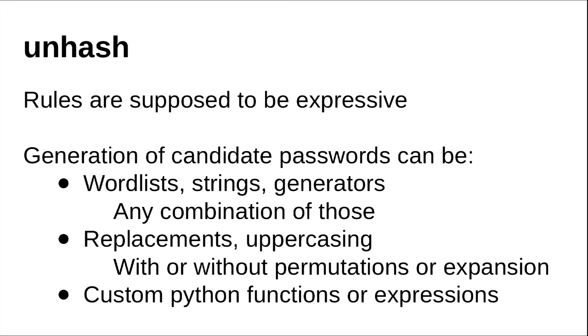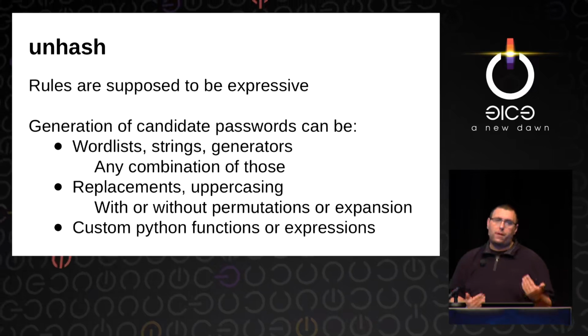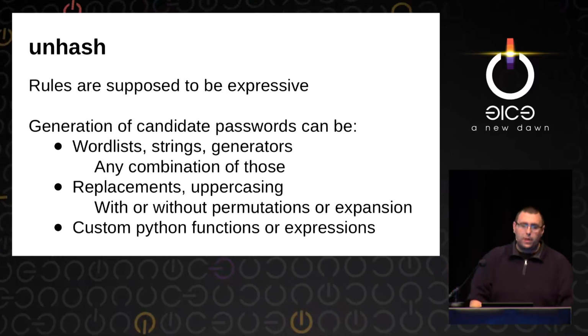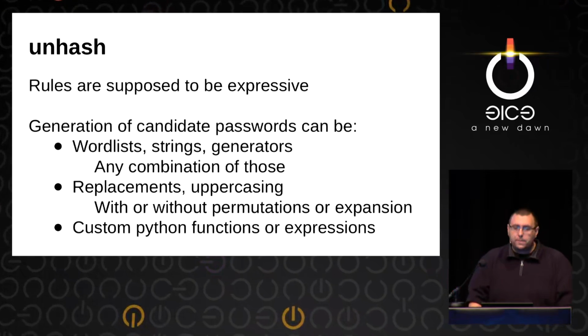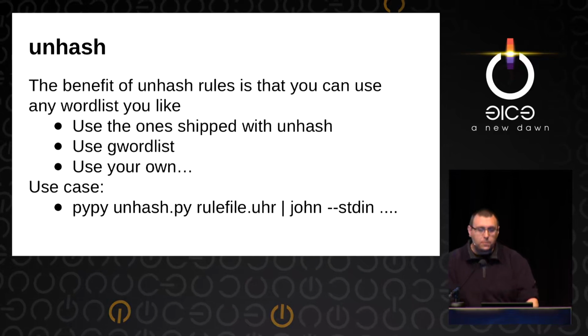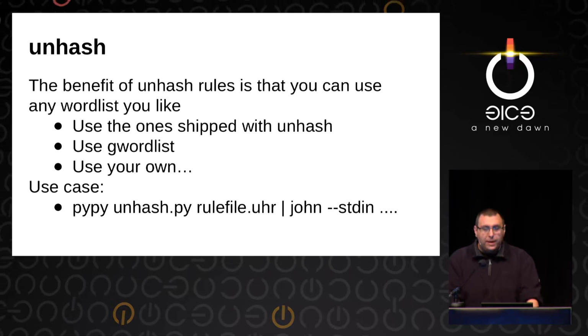You can add replacements, you can add uppercasing with or without permutations. For instance, if you want to change S to 5, will you change all S's? Will you change none? Will you change only the first one or only the second one? If you want to permutate, you don't have to write multiple rules to describe such a process. You just have to say one flag and it will permutate to all possible permutations of replacements. And also you can write your own Python functions or expressions.